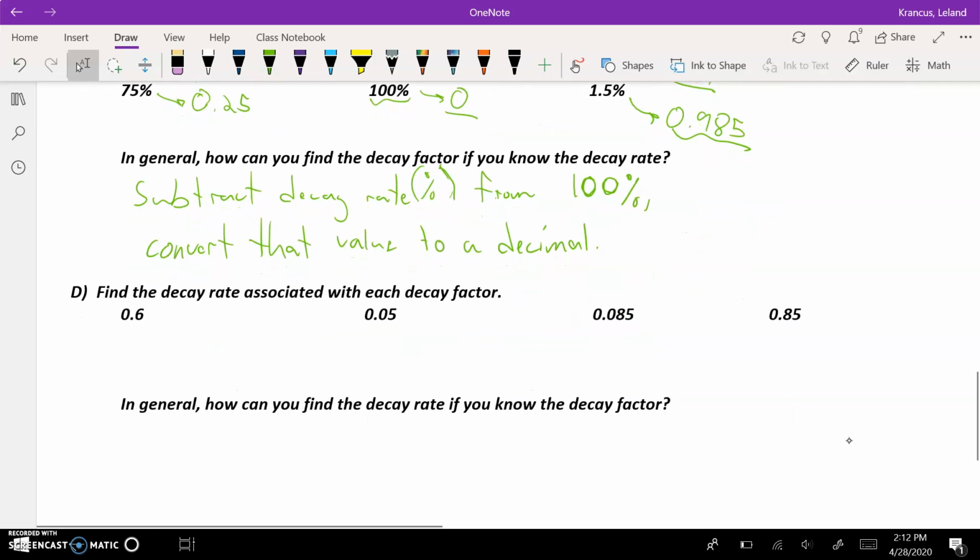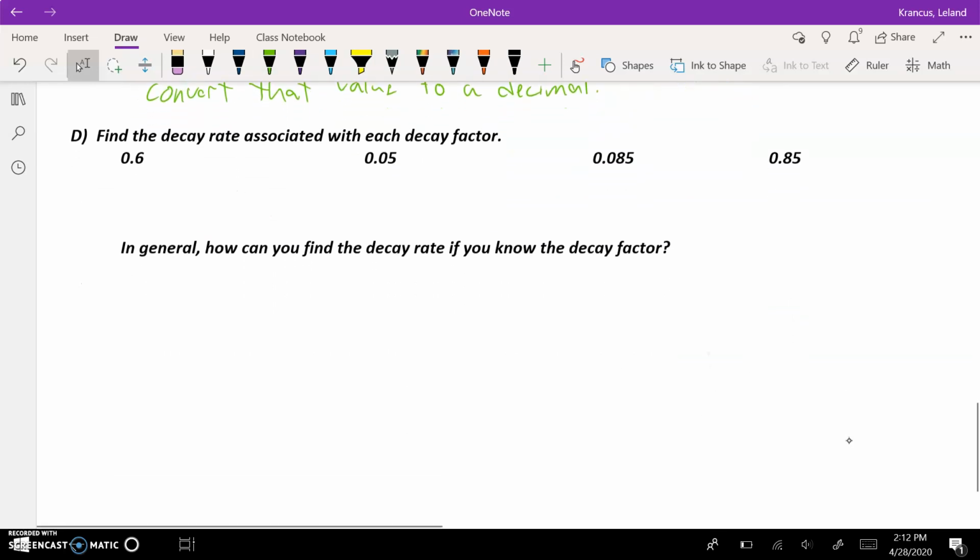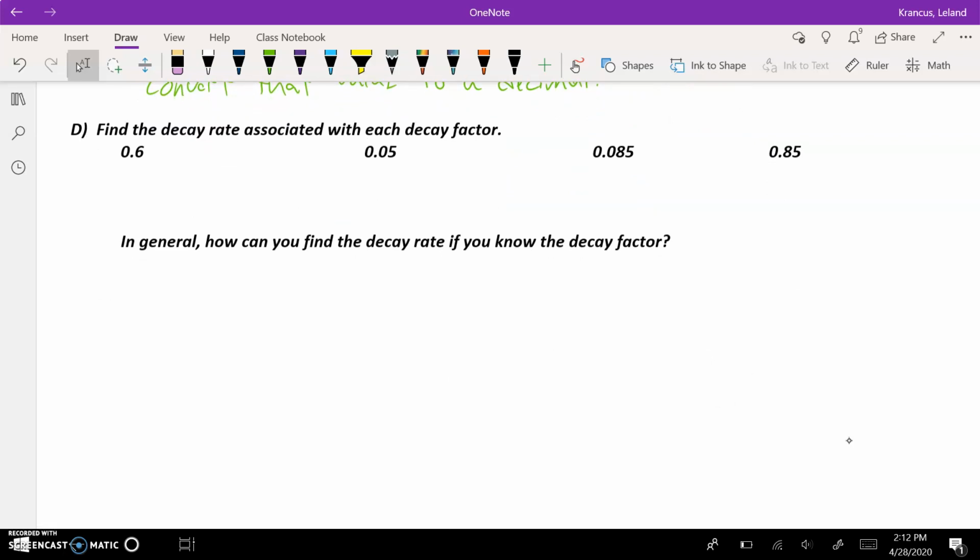So going the other way, we're going to do that in reverse. We're going to find the decay rate, the percent associated with each decay factor. So we want to say, if you multiply a number by this factor, what percentage does that number change by? And again, I'm going to use my hypothetical 100. So with this first one, 0.6 as a decay factor, that would be a multiplier in an exponential equation. If I took a number, I use 100 because it's easier to talk about percents with that number.